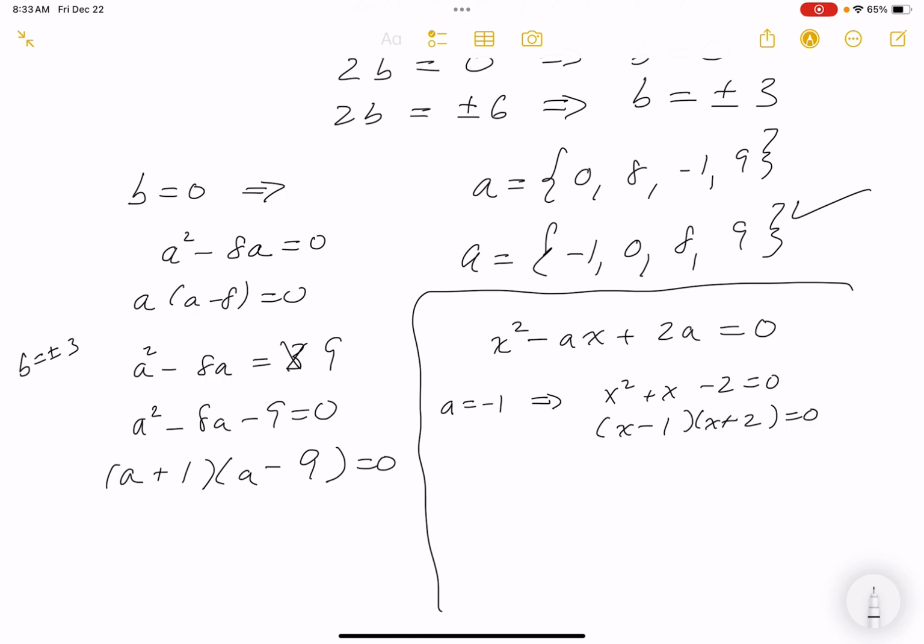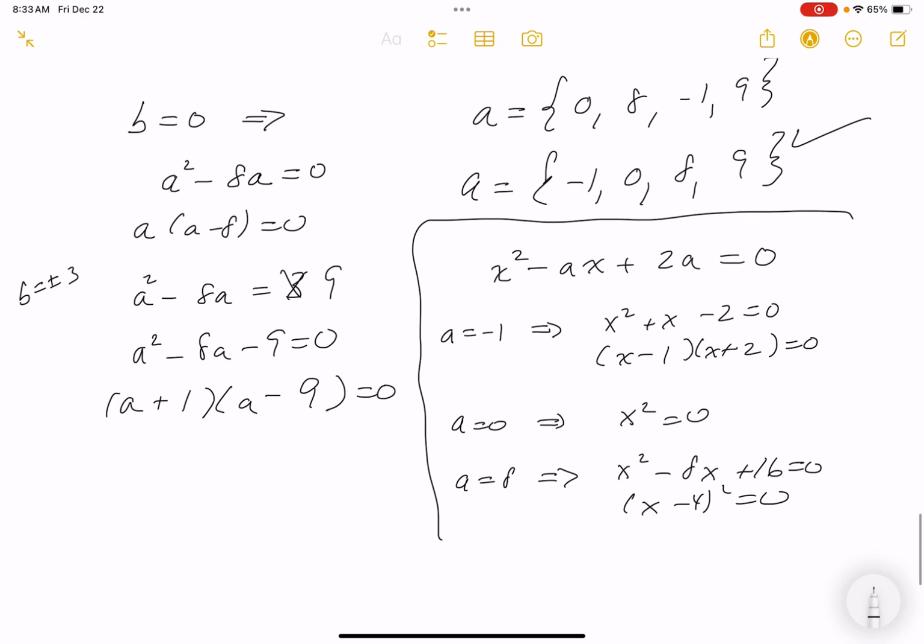All right, let's do a equals 0. That's the second one in. And what do you get there? X squared is equal to 0. Well, you get two roots to that, and they're both 0. They're both integer. That works. All right, let's do a is 8. Let's see what happens there. You get x squared minus 8x plus 16. What do you get there? Well, you get x minus 4 squared equals 0. Well, it's integers again. You get 4 and 4. That's good. Let's do the 9 now.